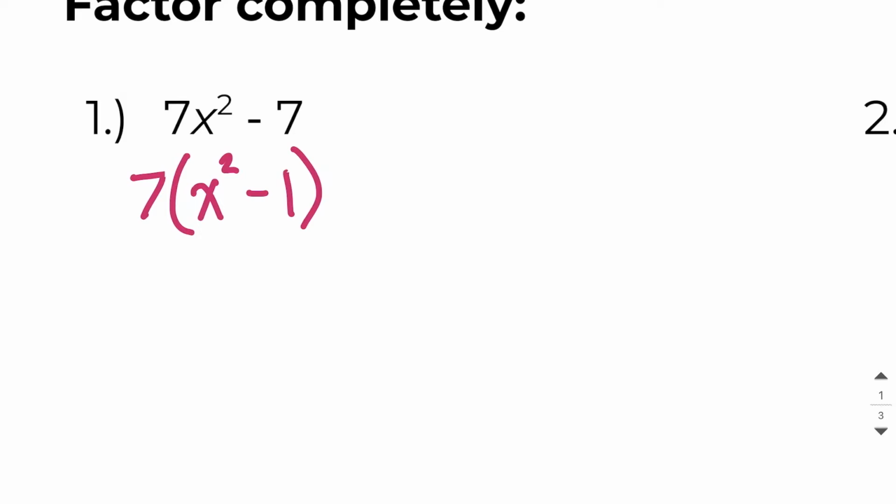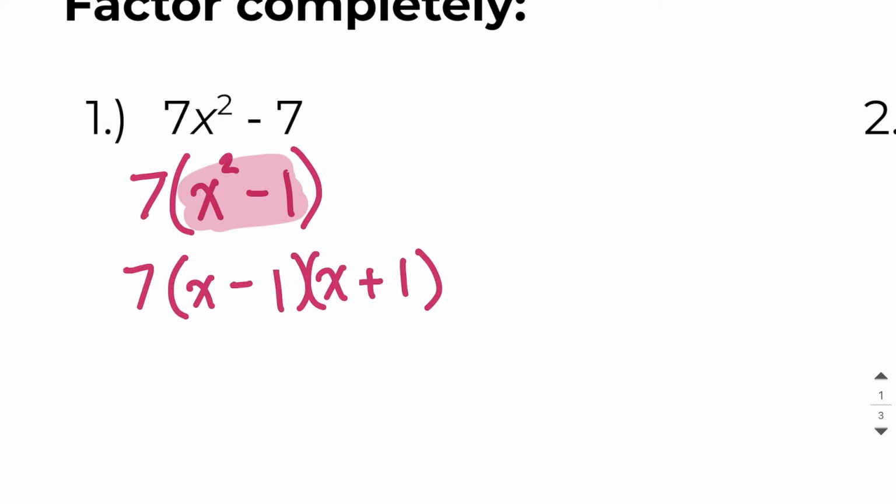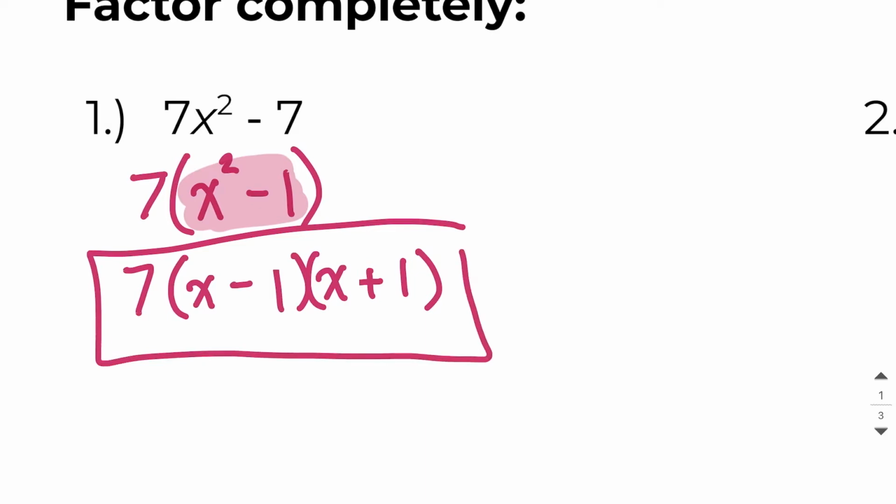Then I take a look at what I have inside of here. I completely ignore the 7 and I ask myself, what do I know about this expression inside of here? Well, it's a binomial, it's subtraction, and there's two terms. So when I do this right here, I would end up getting a difference of perfect squares. So the square root of x squared is x, the square root of 1 is 1, and then I have a minus and a plus, and then I just copy the 7 down in front. So this is what I get when I factor this completely.